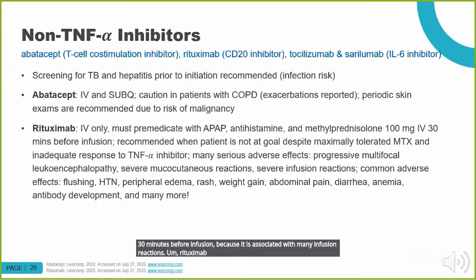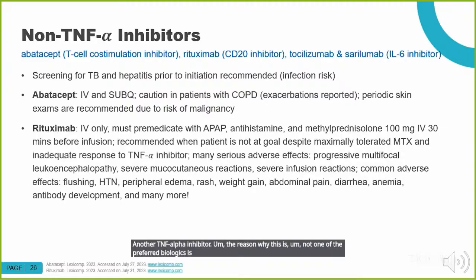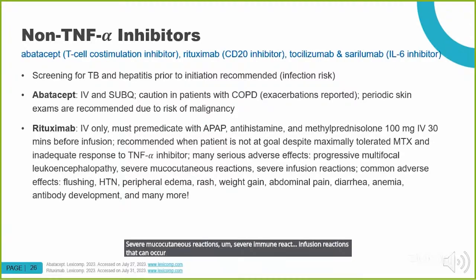Rituximab is recommended really for patients who are not at goal despite maximally tolerated methotrexate and inadequate response to another TNF-alpha inhibitor. The reason why this is not one of the preferred biologics is because of the many serious side effects associated with it, not only infusion reactions, but also progressive multifocal leukoencephalopathy, severe mucocutaneous reactions, severe infusion reactions that can occur with rituximab.